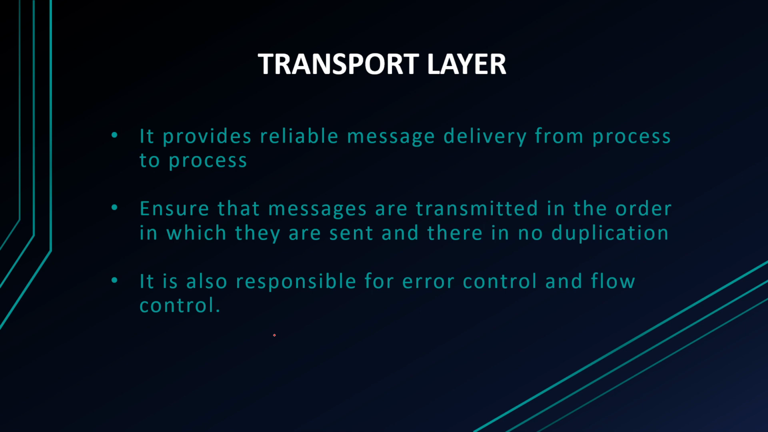To understand, it is process to process. It ensures that messages are transmitted in the order in which they are sent and there is no duplication. This layer checks for any error; if any error is available, it controls it, and the flow also. Flow means, at the time of transferring the message, there may be too much data or too little data transferring. So this flow is controlled in the transport layer.